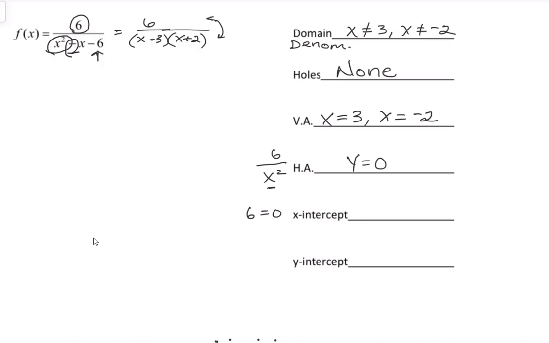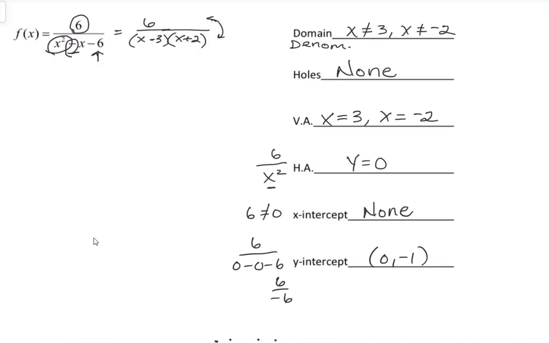For the x-intercept, we set the numerator equal to 0, and when I do that, I get 6 is equal to 0, which makes no sense. That's not true. So that means that what I'm trying to find does not exist. So there are no x-intercepts. For the y-intercept, I want to replace all of those x's in the original function with 0. So I get 6 over -6, which gives me a y-intercept of (0, -1).